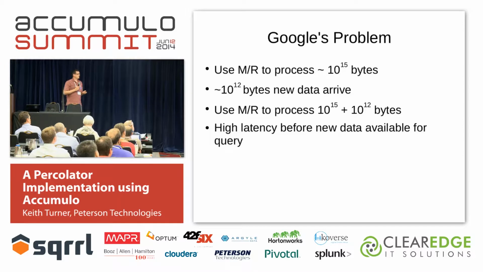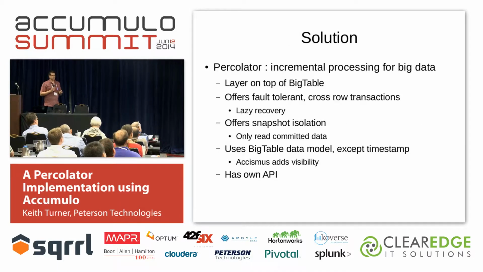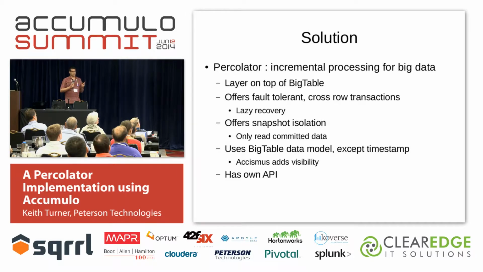So the way Percolator works is it's built on top of Bigtable. It has its own API, and it offers cross-row transactions. In the Bigtable data model, rows are not guaranteed to be on the same machine. In the Bigtable paper, they talk about doing atomic changes to rows. You can always make atomic changes to a row because you know it's going to be on one machine. And Accumulo kind of follows that.